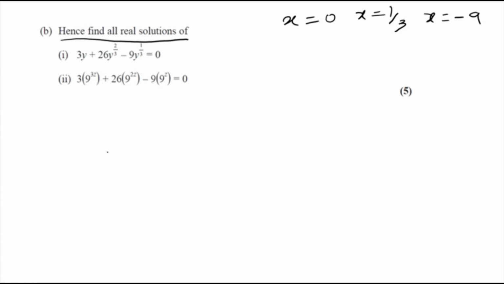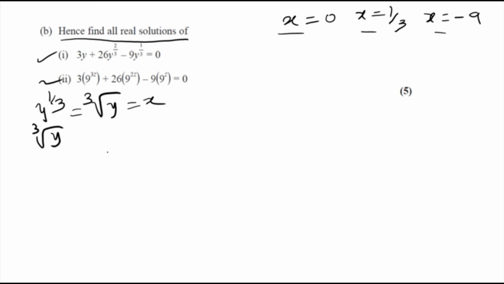This is part B of the previous question. Hence find all the real solutions of this and this. Now when you compare this question to the previous question, we can say that y power 1 over 3, which is the cube root of y, is equal to x. So everything here is for the cube root of y. So cube root of y equals 0, so y equals 0.